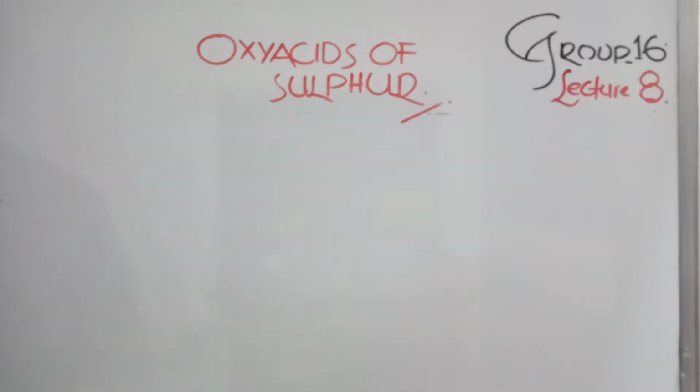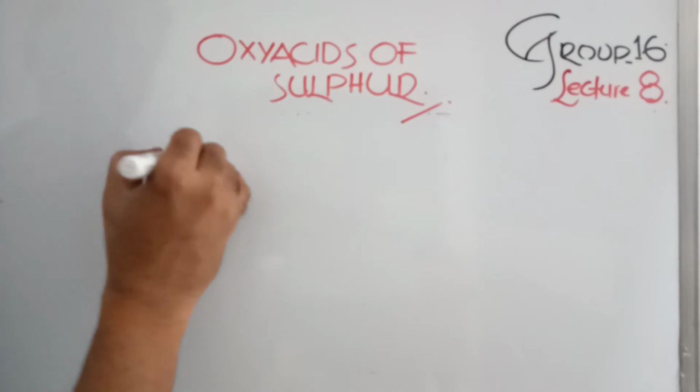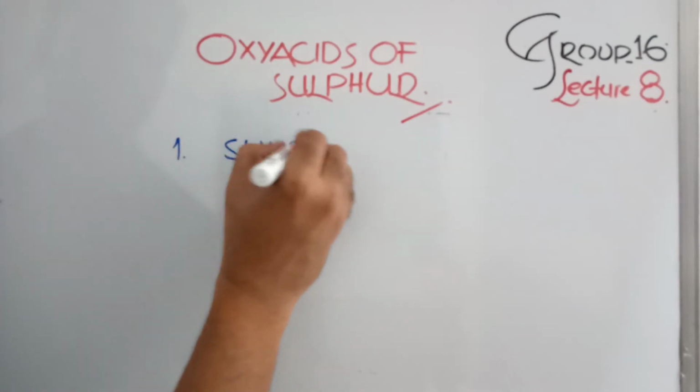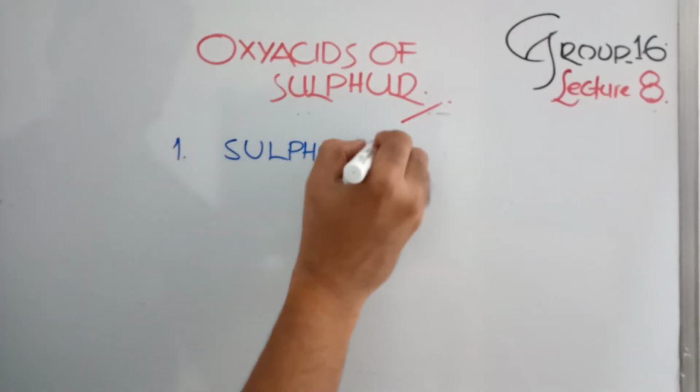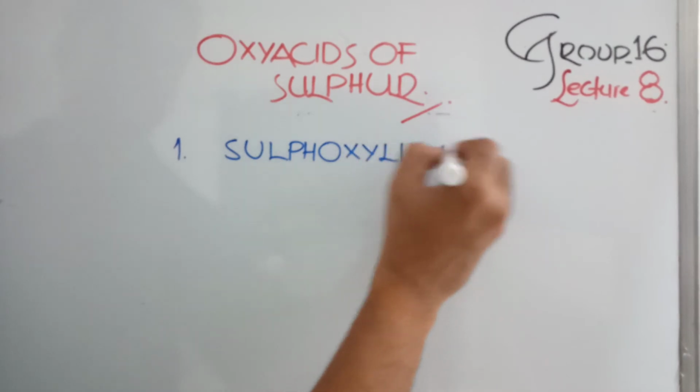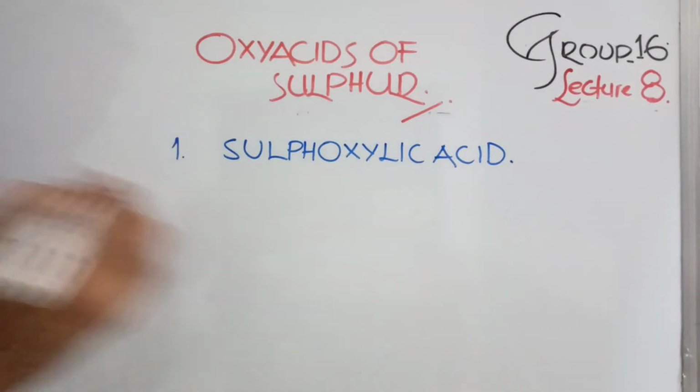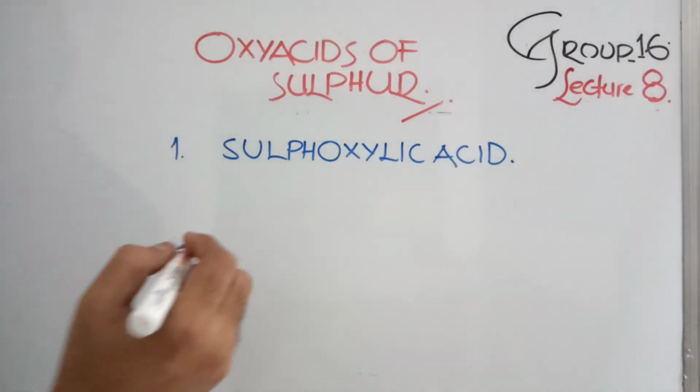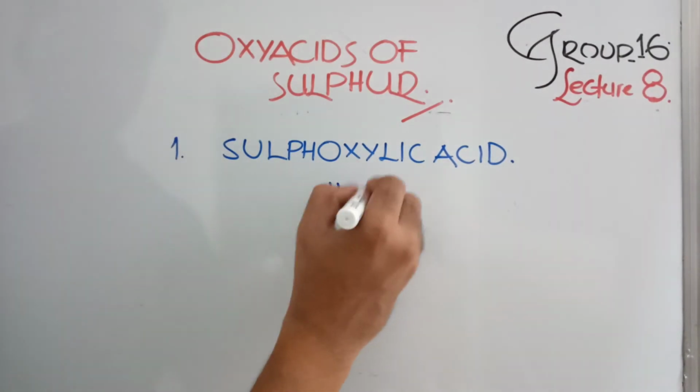First one, sulfoxylic acid. This generally we don't discuss, and it is not mentioned even in the majority of books. Sulfoxylic acid formula is H2SO2.